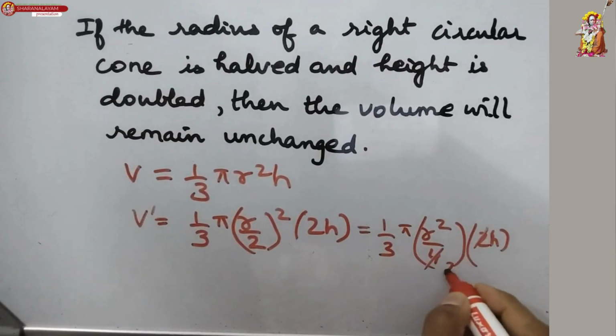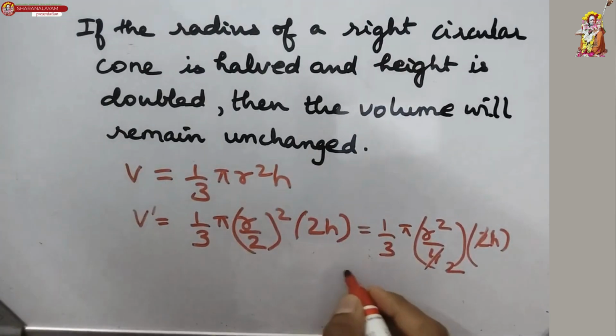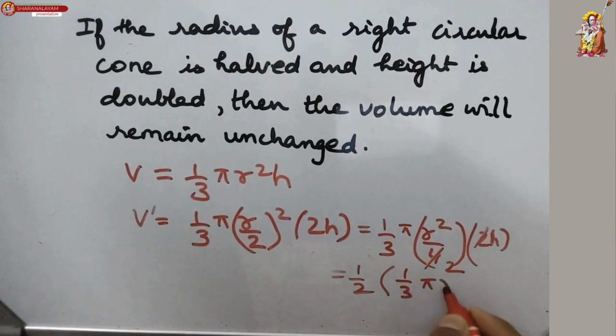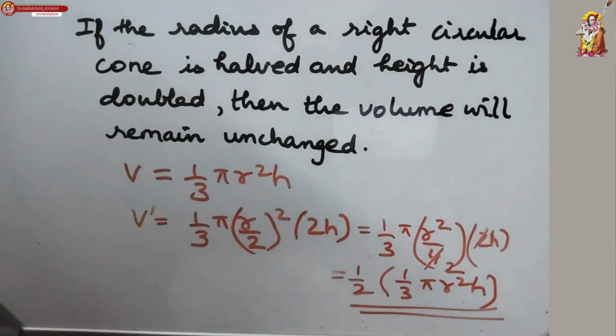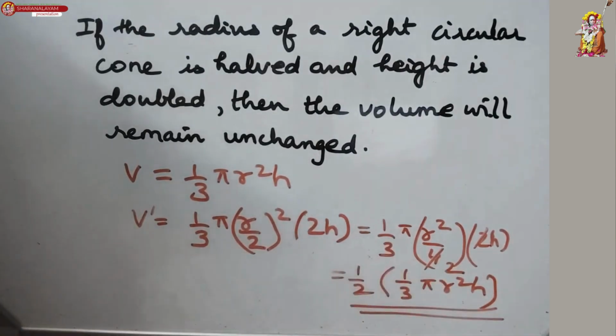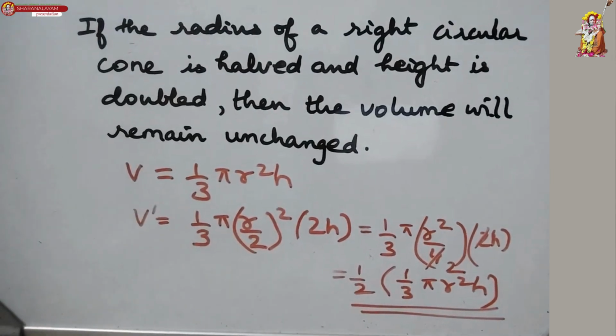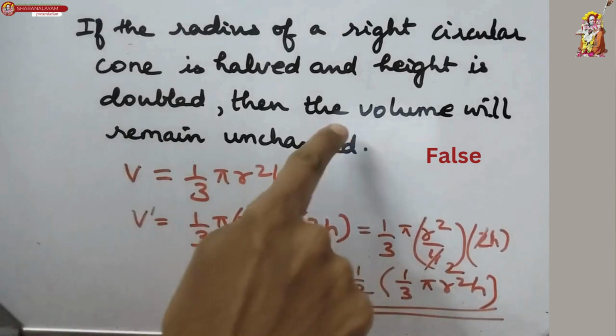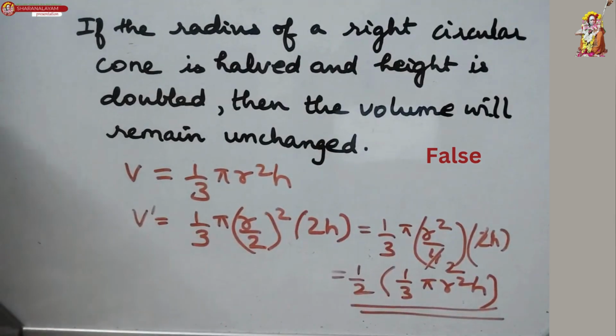This 2 and this 4 will get cancelled. So 2 2s are 4. This is equal to half. This 1/2 will come here. Half of 1/3 pi r square h. Do you get this? The old volume was 1/3 pi r square h. Now with this we have the new volume as half of 1/3 pi r square h. So the new volume will be half the original volume. So the given statement is false. The given statement says the volume will remain unchanged. So this is false. Okay.